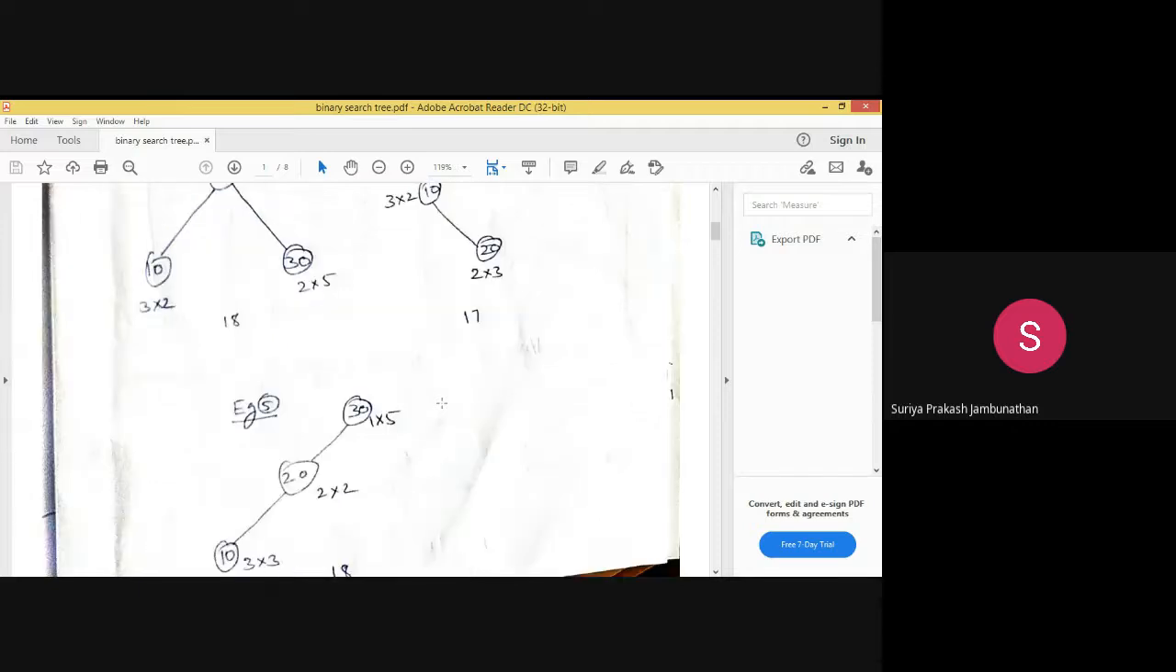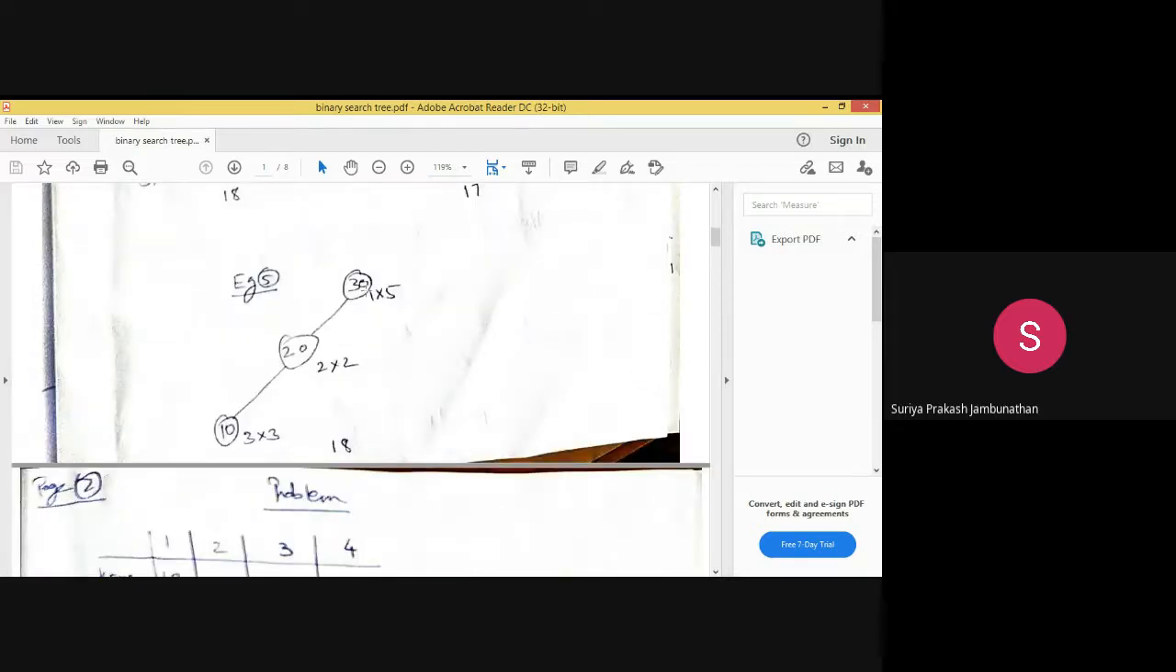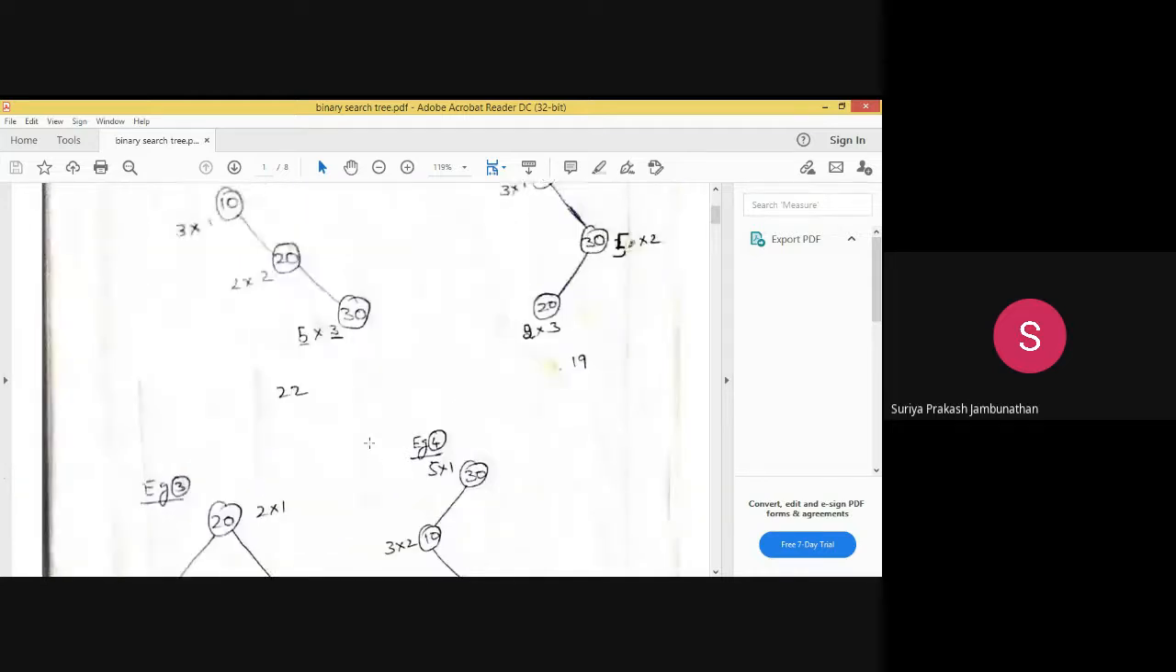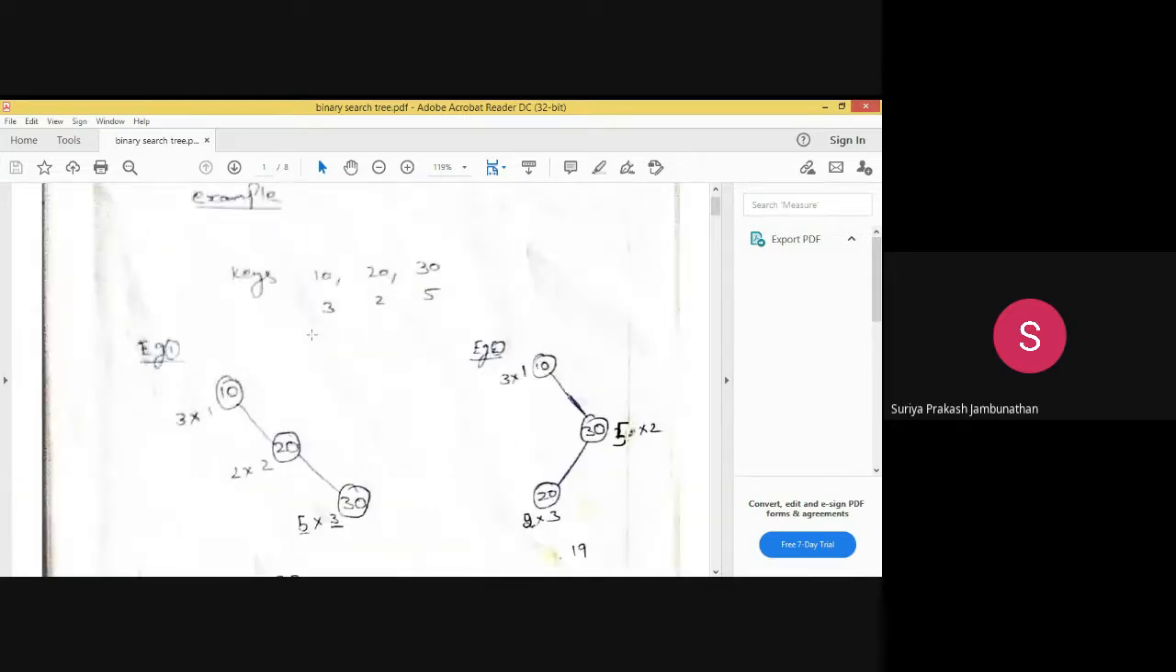Next, we are going for example 5, the last one. 30 is the root node, 20 is the sub node, and 10 is the leaf node. In this case, 30 is the first node, 20 is the second node, and 10 is the third node, and the frequencies are 5, 2, and 3. So what we are getting is 18 as the exact value, because 1 into 5 is 5, plus 4, plus 9. So we are getting totally 18 as the answer. This is the calculation we are doing with the given graphs. Whenever you get a graph, we have to do the calculation like this.